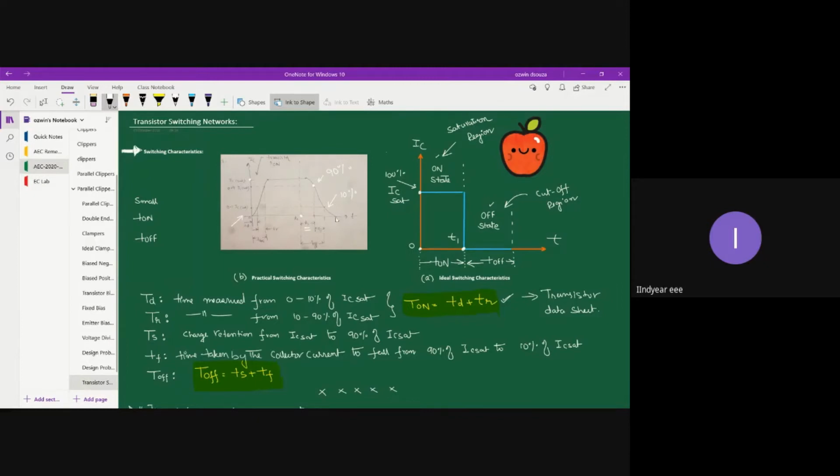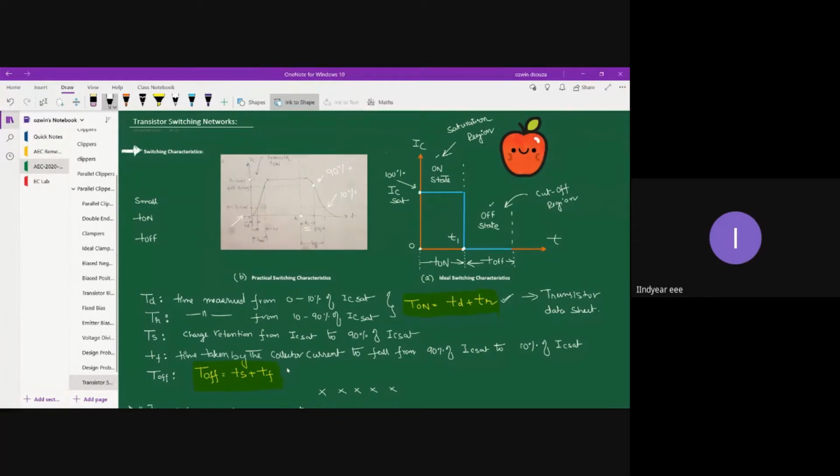So you don't have to wait for this 0 ampere state. If your collector current has reduced to 10% of IC saturation, it is good enough for calculating the turn-off time. So the turn-off time is the summation of storage time plus fall time. Storage time is the time taken by the transistor to push the minority charge carriers to the majority carrier state. And fall time is the time taken by the collector current to fall from 90% of IC saturation value to 10% of IC saturation value.